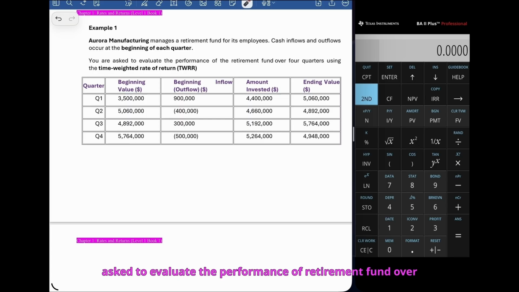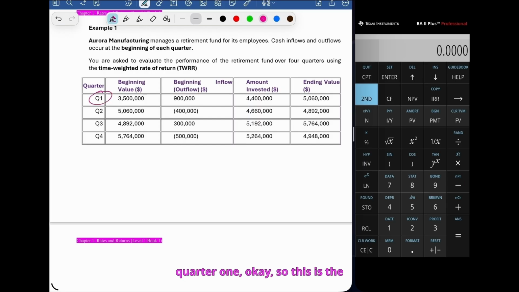You are asked to evaluate the performance of the retirement fund over 4 quarters using time weighted return. So this is a retirement fund. Some investment is being done for its employees by this company. So they are investing in certain instruments. You want to know how well the company is performing in terms of its management of the retirement fund. So if I take the first example, quarter 1, this is the Q1.